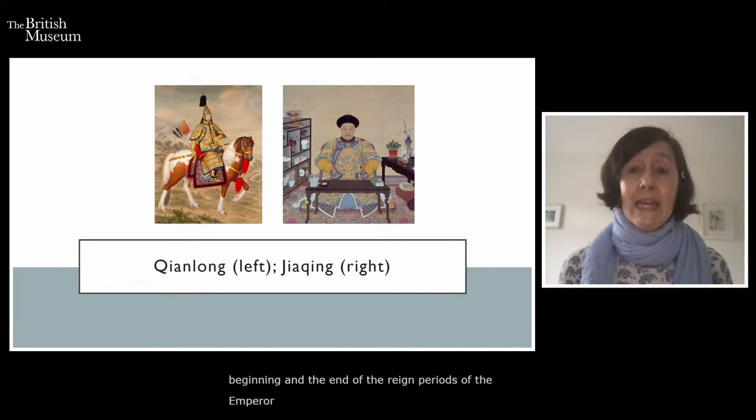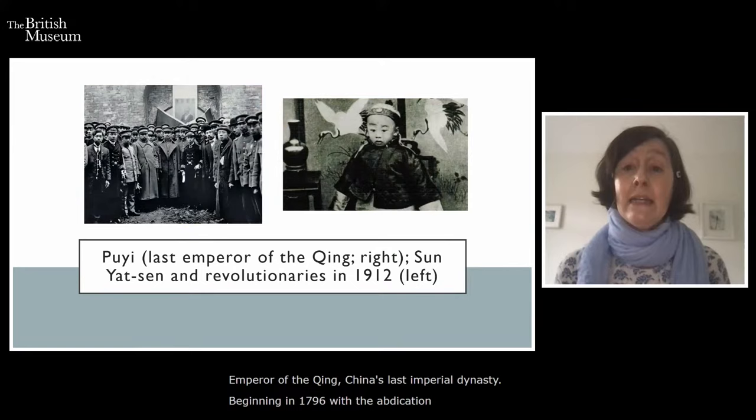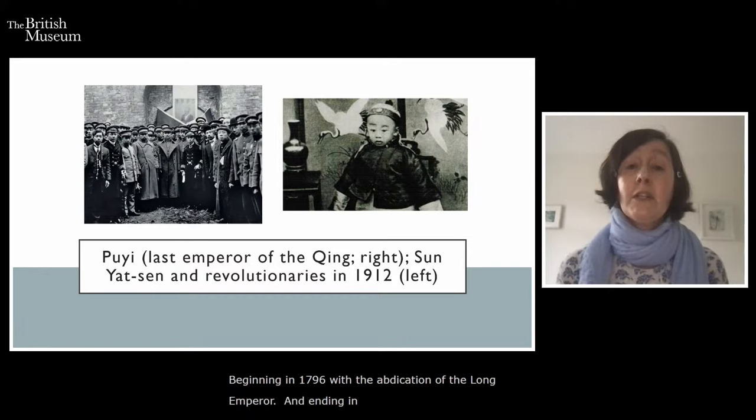We begin in 1796 with the abdication of the Qianlong Emperor and the accession of the fifth emperor of the Qing, Jiaqing. And we end in 1912 with the abdication of the last emperor, the child Puyi. These reign periods coincide with major historical processes or moments of change.